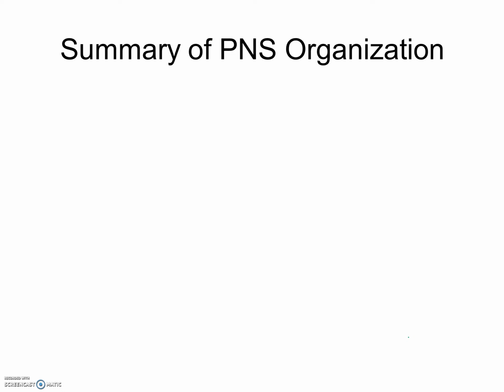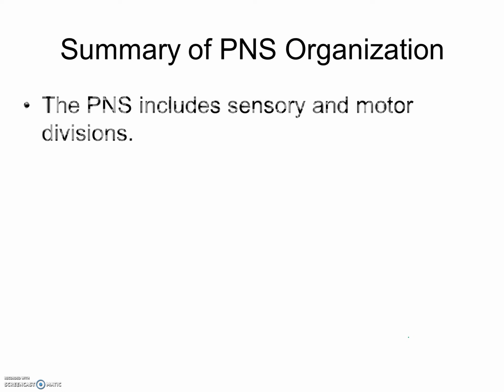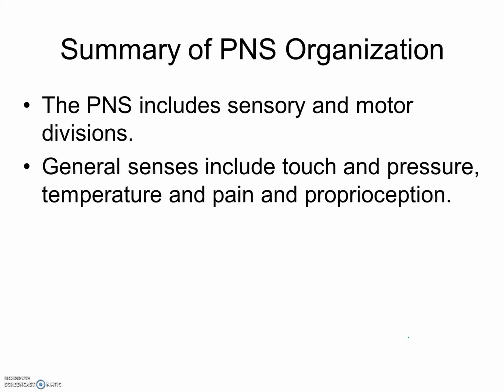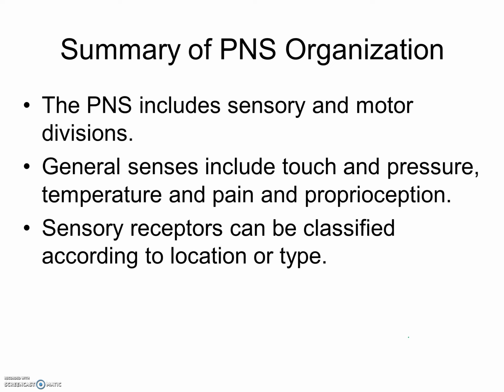So just to summarize the organization of the peripheral nervous system, we know that the PNS includes sensory and motor divisions. The general senses include touch and pressure, temperature and pain, and proprioception. And sensory receptors can be classified according to the location or the type.